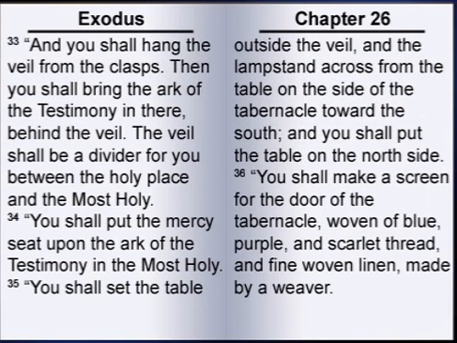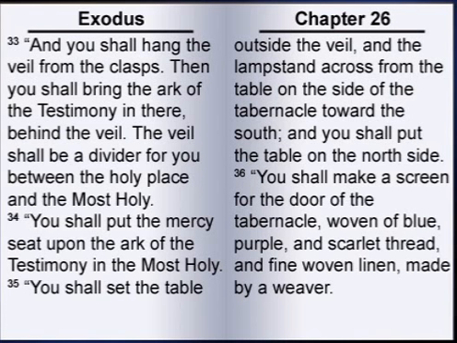Then you shall bring the ark of the testimony in there, behind the veil. The veil shall be a divider for you between the holy place and the most holy. You shall put the mercy seat upon the ark of the testimony in the most holy. You shall set the table outside the veil, and the lampstand across from the table on the side of the tabernacle toward the south. And you shall put the table on the north side.